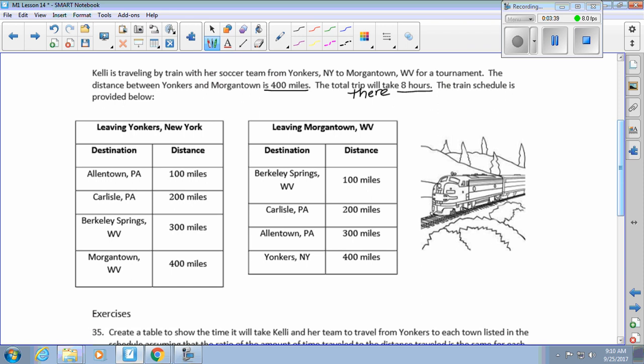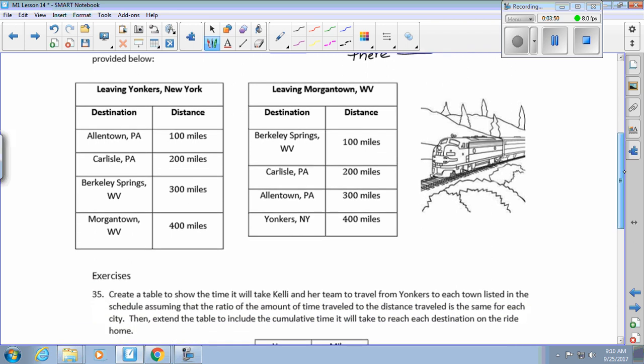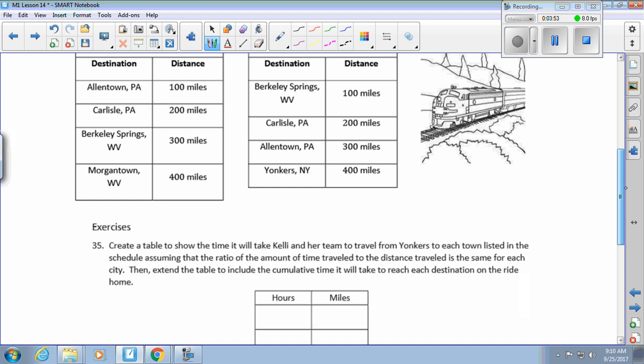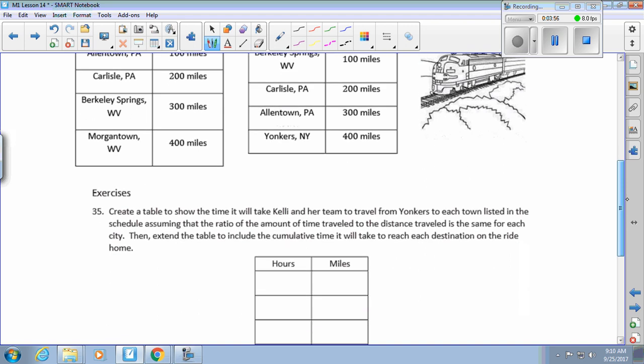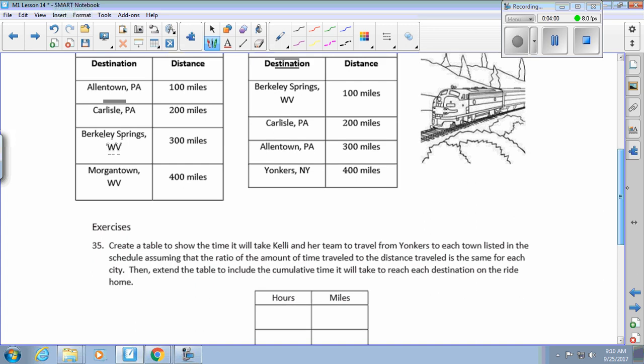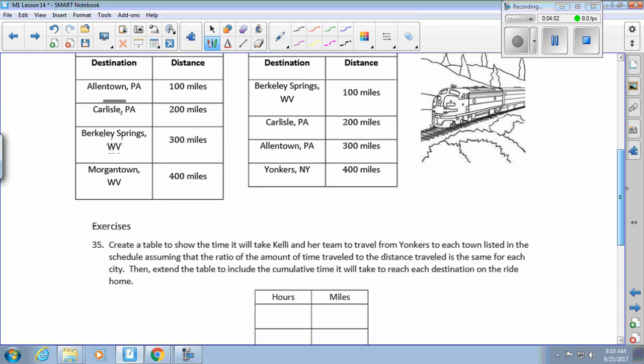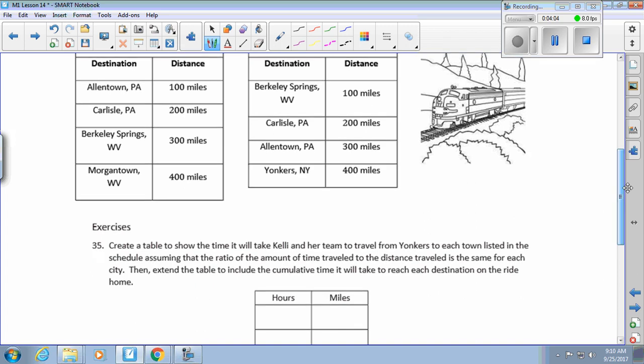Alright, so if they go to Allentown, that's 100 miles, Carlisle 200, Berkeley Springs 300, Morgantown 400, and then they have their way back on the next ratio table. So we need to create a table to show the time it will take Kelly and her team to travel from Yonkers to each town listed in the schedule, assuming that the ratio of the amount of time traveled to the distance traveled is the same for each city. So the train's rate of speed is not changing. It's going at a pretty consistent amount.